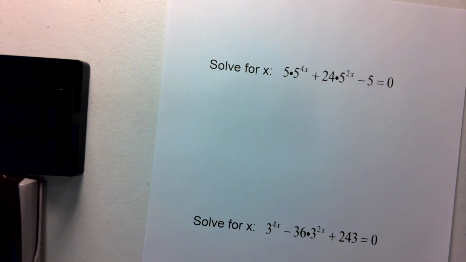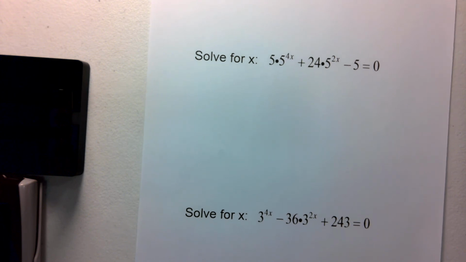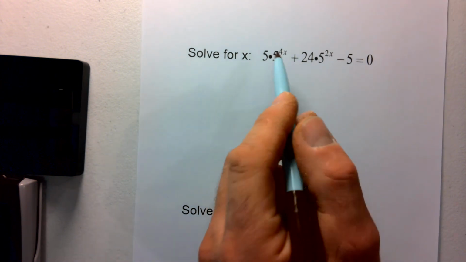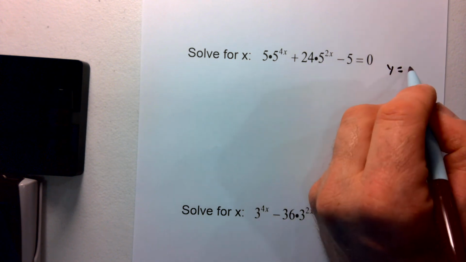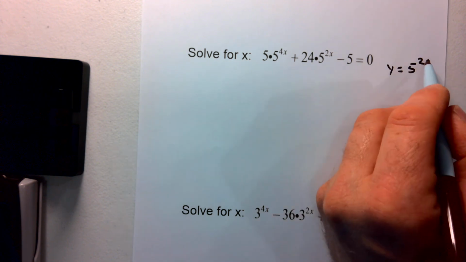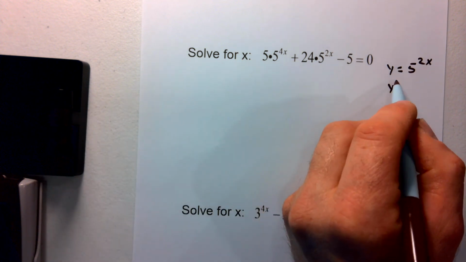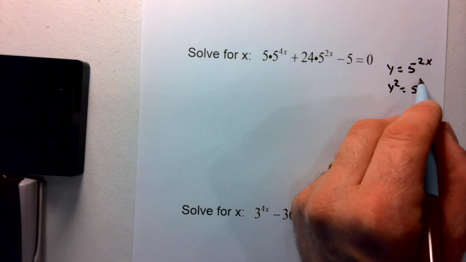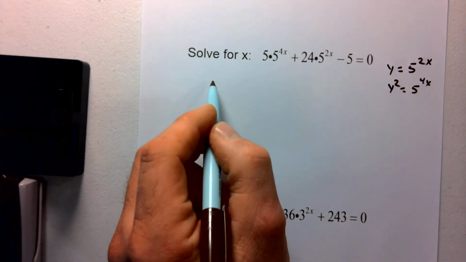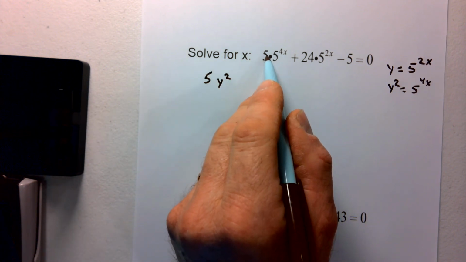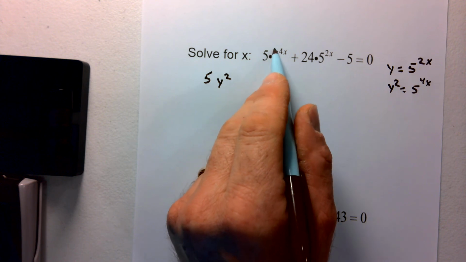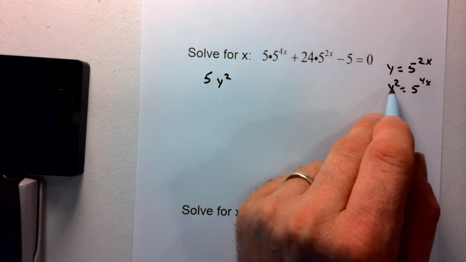One last page here for us. Again, same process, same type of problems. We're going to see that 2 to 1 ratio again. We're going to let y equal a second term with the exponent. And then y squared is going to equal twice that exponent, so that 4x. So I can write this as 5y squared. Notice that 5 doesn't go away. That's a coefficient. We're only changing that 5 to the 4x to y squared.